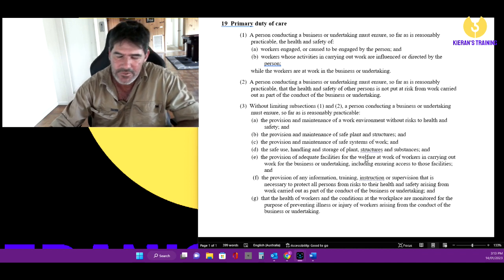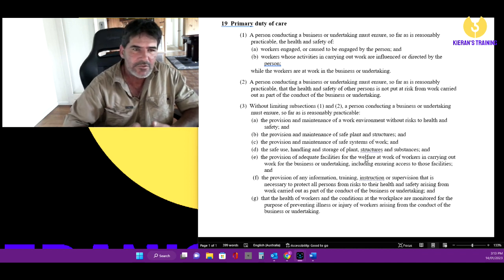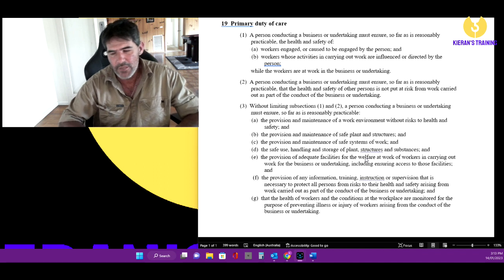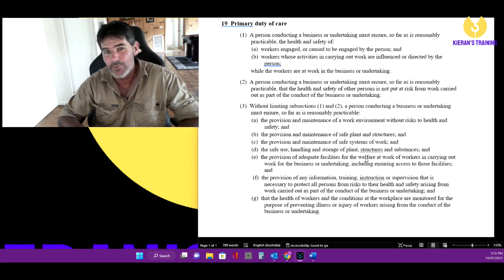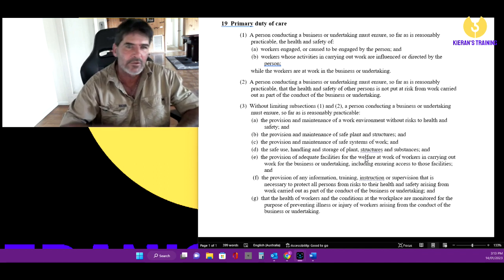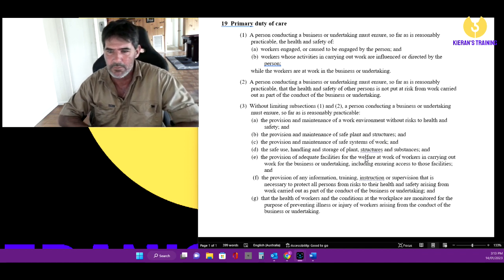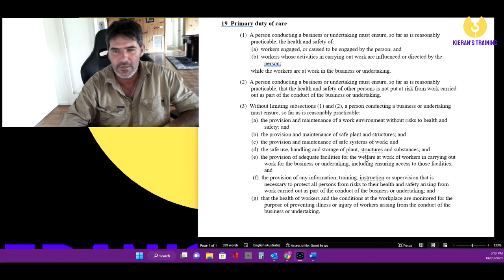plant and structures, right? So, for instance, if you're going to be using equipment that's got moving parts, make sure it's all well guarded and all that sort of thing as well. Alright, so they're responsible to make sure all that sort of stuff is taken care of as well.